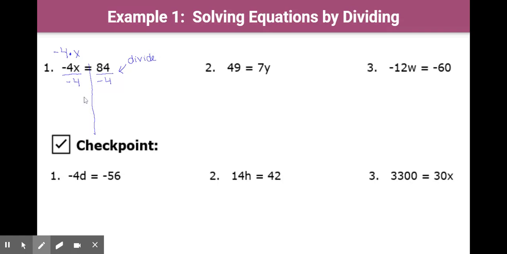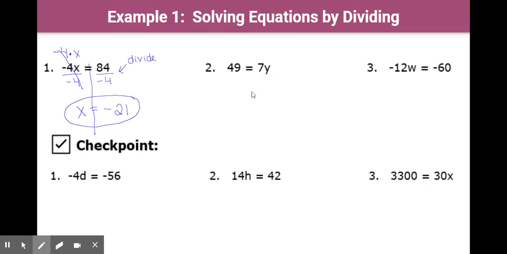When we divide both sides by negative 4, the negative 4's will cancel on the left-hand side, leaving me with just x equals. Now I need to do 84 divided by negative 4. A positive divided by a negative is a negative. 84 divided by 4 is 21. So my final answer is x equals negative 21.